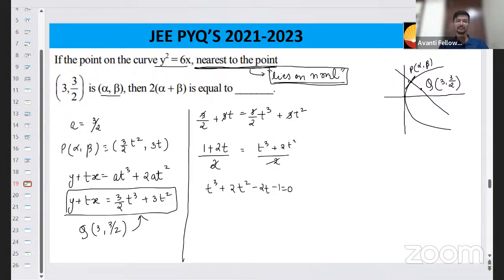Now if we try to find the factors here, we can... t cube... 3t plus 3 by 2... uh, did we make some mistake? 3t plus 3 by 2, 3t plus 3 by 2 square.